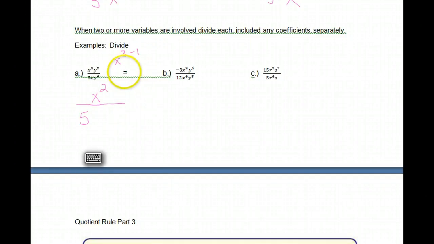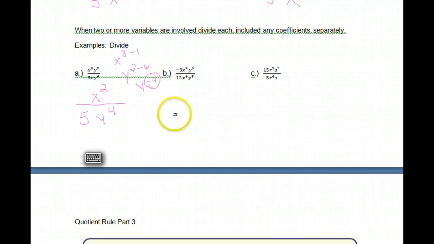And then we're going to work on the y's. The y gives us 2 minus 6, which is y to the negative 4. Since it's a negative 4, we're going to go ahead and put that down in the denominator with a positive 4. So we have x squared over 5y to the 4th.